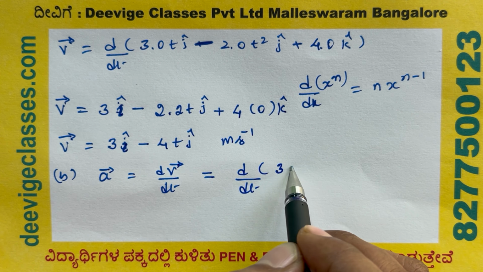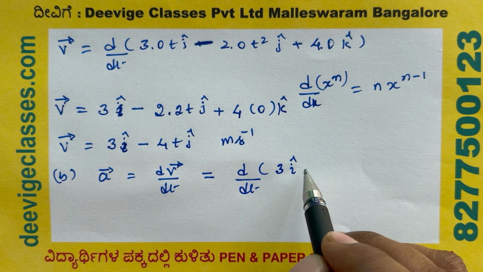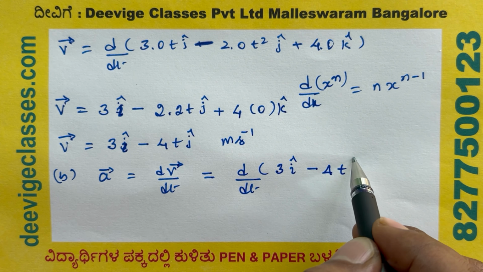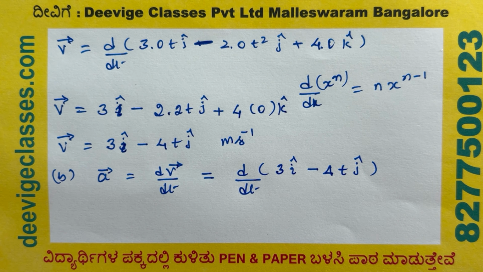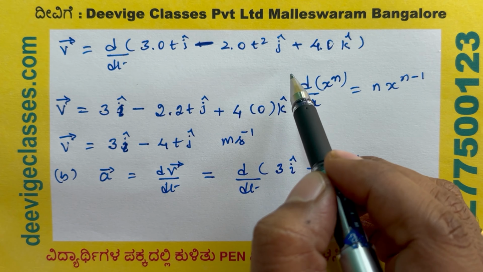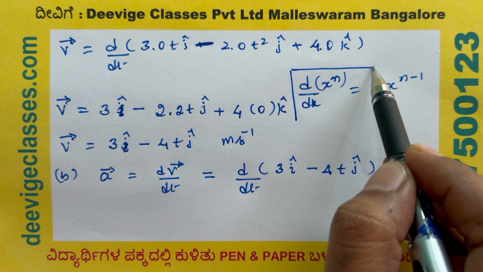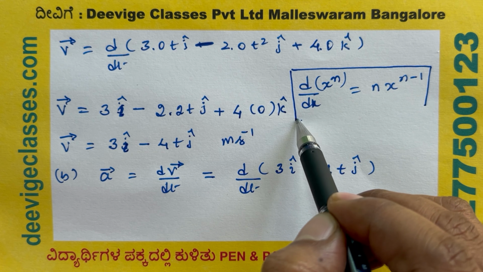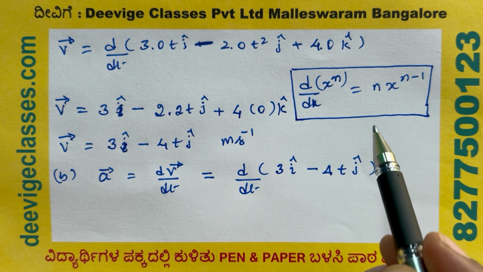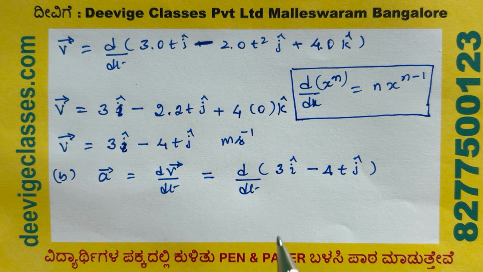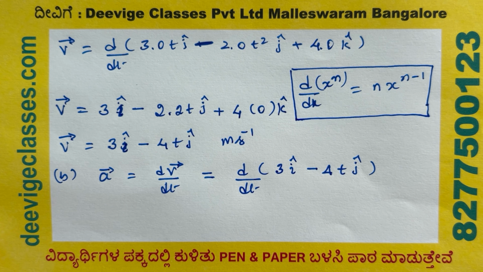Just to do the substitution here, 3 i cap minus 4t j cap. Correct? Yes, sir. So now differentiate by using the same formula, that is differentiation of x to the power of n with respect to x is n into x to the power of n minus 1. Use the same formula, and do the substitution here.